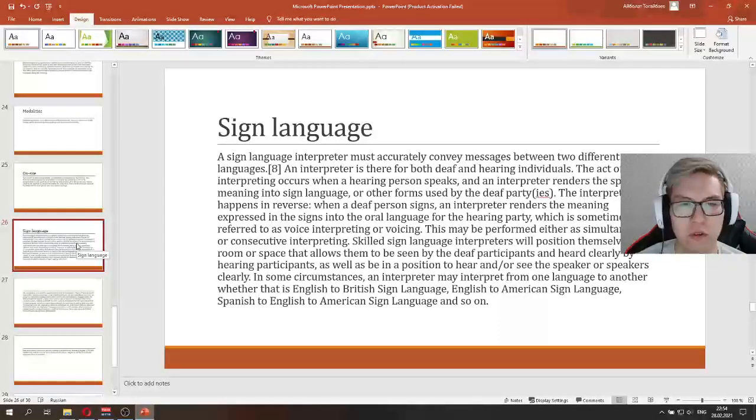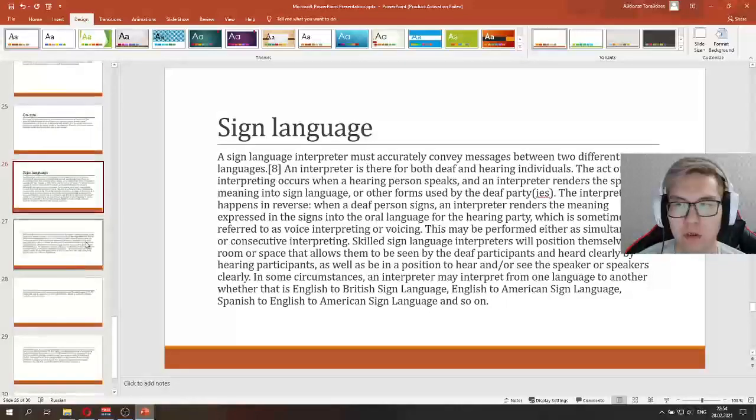Skilled sign language interpreters will position themselves in a room or space that allows them to be seen by the deaf participants and heard clearly by the hearing participants, as well as be in position to hear and/or see the speaker or speakers clearly. In some circumstances, an interpreter may interpret from one language to another, whether that's English to British Sign Language, English to American Sign Language, Spanish to English to American Sign Language, and so on.